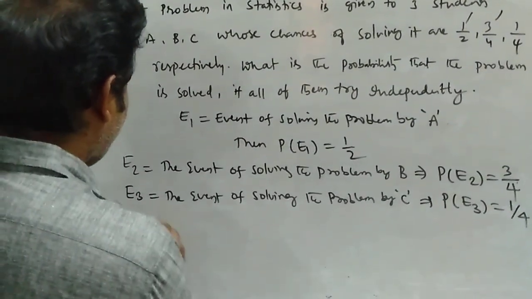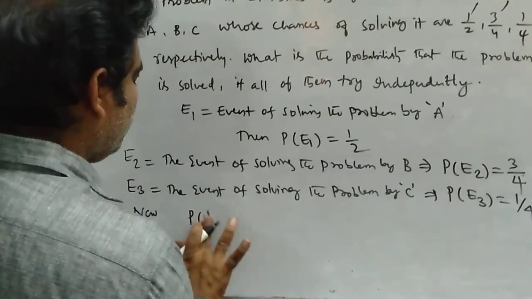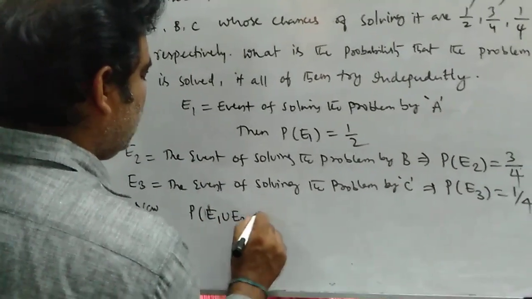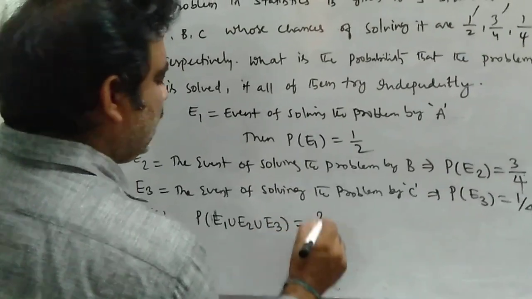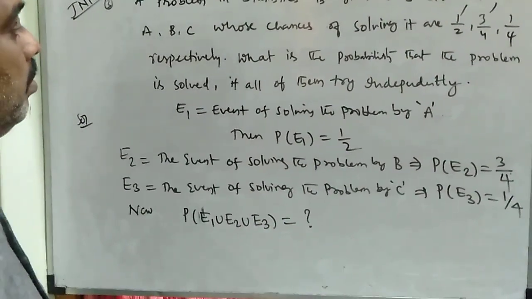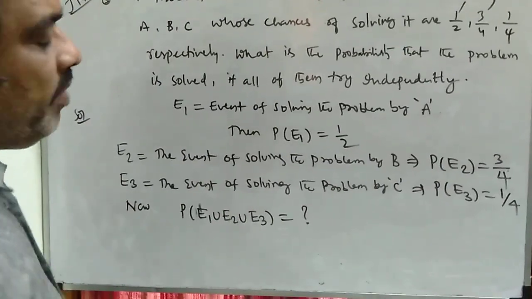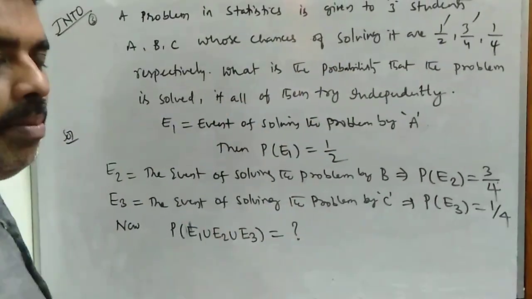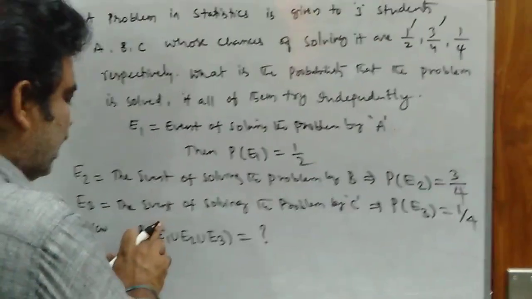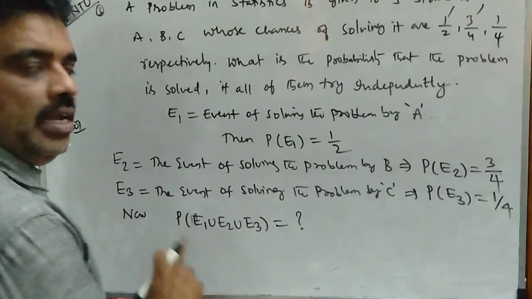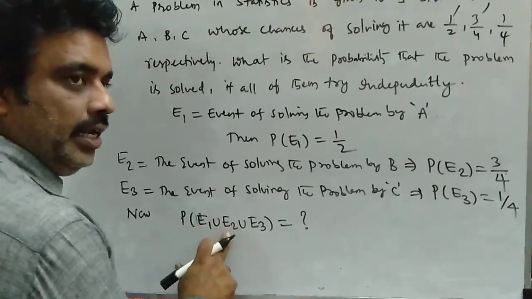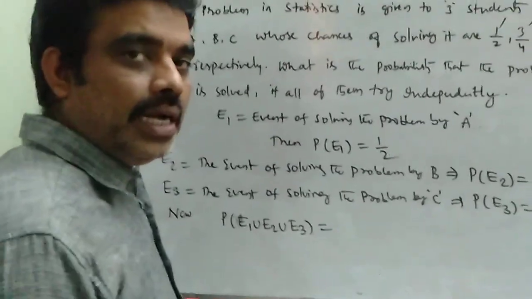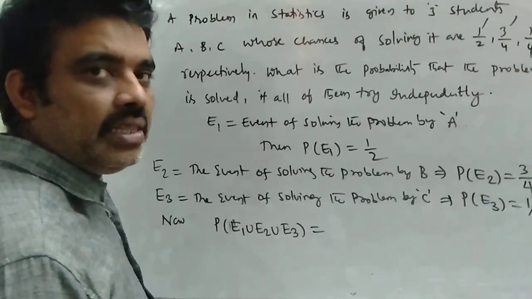Now, our required probability is P of E1 union E2 union E3, equal to question mark. The problem will be solved if any one of them solves the problem. If any one of them solves the problem, automatically the problem will be solved. That means mathematically you are supposed to calculate P of E1 union E2 union E3. That means what you have to apply? We have to apply the addition theorem for 3 events.